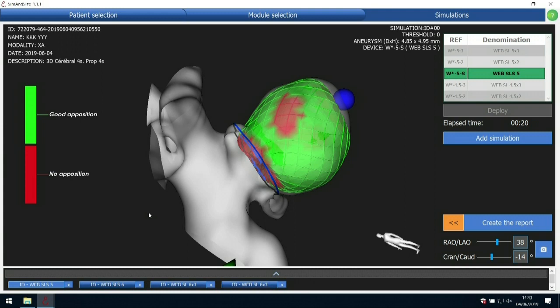Once again, I don't care too much about occluding this anterior choroidal artery because it will be supplied by the posterior circulation. So for the time being, as you can see, we have the balloon in the guiding catheter, and we have the VIA, which is also in the guiding catheter. Nothing has been performed for the time being.